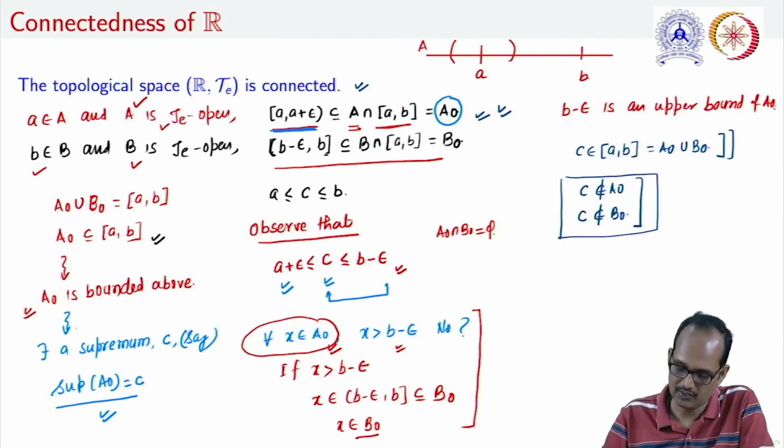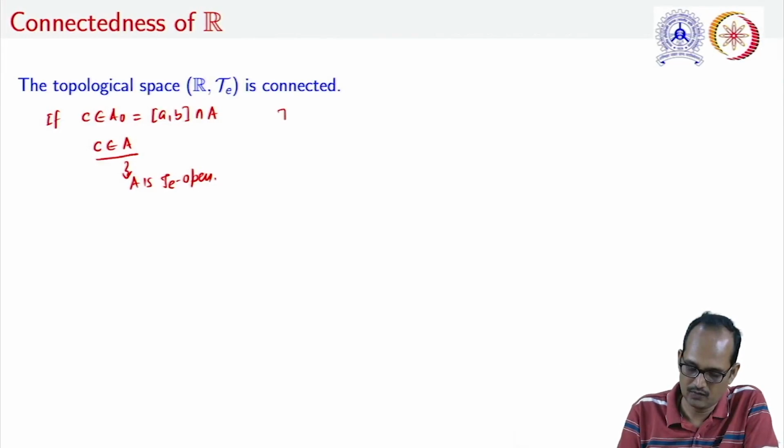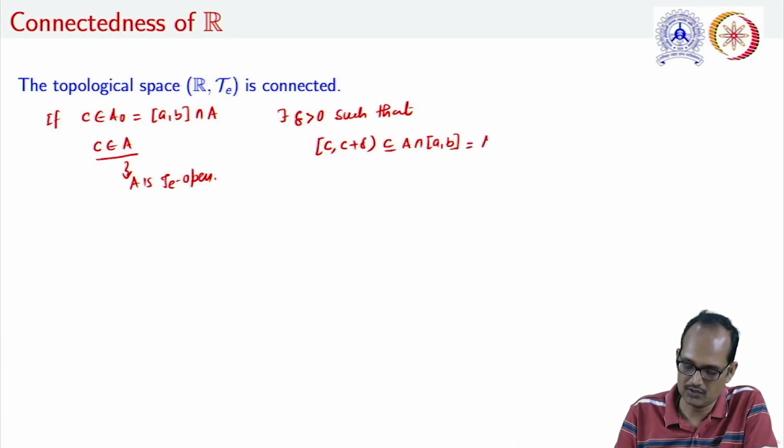Therefore, as we have discussed here, we can find some epsilon or some delta greater than 0 such that this semi-open interval C plus delta is a subset of A, and not only A. This is A along with the intersection, A intersection AB, which is nothing but A naught. Now, if this is a subset of A naught, it is to be noted, what about C plus delta by 2? This is a member of this semi-open interval, and this semi-open interval is a subset of A naught.